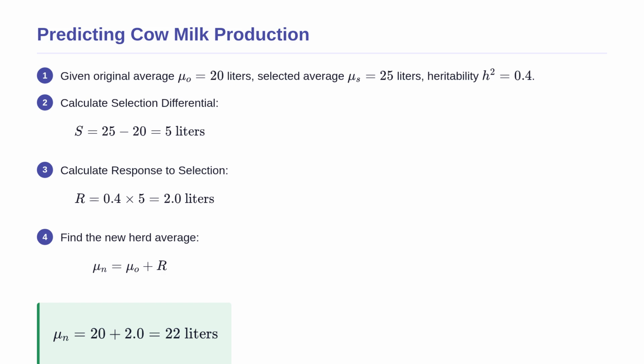First, we find the selection differential by subtracting 20 from 25, giving us 5 liters. Next, we multiply this 5 liters by the heritability of 0.4 to get a response to selection of 2.0 liters. Finally, we add this 2-liter improvement to the original 20-liter average to find μN. The final answer is 22 liters. Physically, this proves the offspring improve, but do not perfectly match their parents, because the trait is only partially heritable.